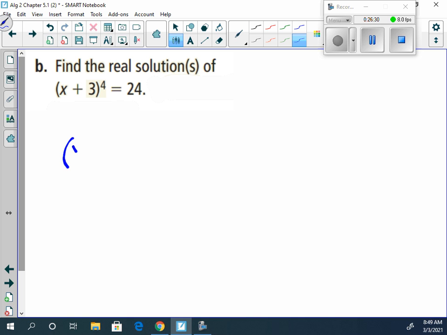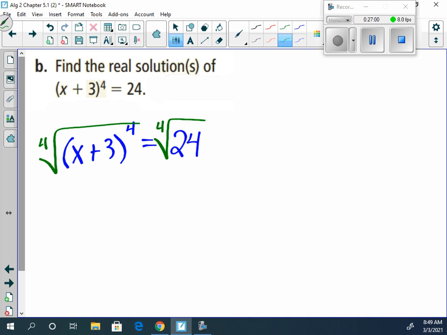Okay, let's look at this one here. So, is the variable or term to a power by itself? Yeah, so what can we do? We can take the fourth root of both sides. Now the fourth root and 4 will cancel out, leaving us with x plus 3 is equal to.